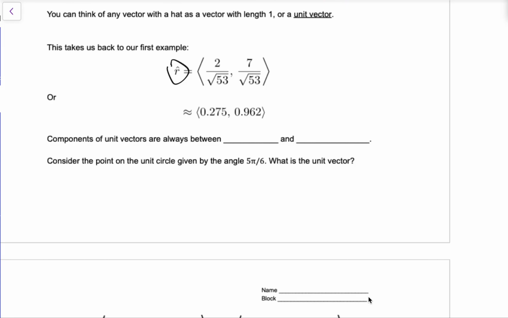Here's a thought-provoking question. Components of the unit vectors are always between what and what? Pause your video for a moment and come up with the answer for that. And then when you get back, hopefully we'll have the answer. Pausing. And you're back. So the components of these unit vectors, I think you might have said they're between 0 and 1. That's a reasonable guess. It's not right. The correct answer is that they are always between -1 and 1. Explain to yourself why that's true.